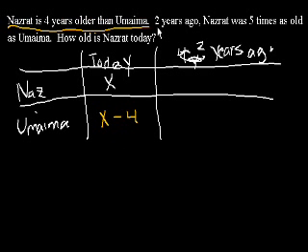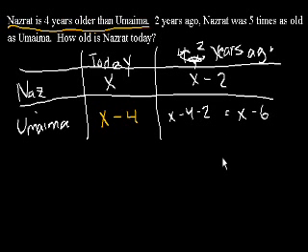Now we go into the past. Let's look at this. So 2 years ago. If Naz is X today, how old was she 2 years ago? Well, she was X minus 2. That makes sense. If I'm 10 years old today, 2 years ago I'd be 2 years less, so I'd be 8 years old. So she's X today, 2 years ago she was X minus 2. And if Umama is X minus 4 today, then 2 years ago she'll be 2 less than that. So she'll be X minus 4 minus 2, and that equals X minus 6, which makes sense. And notice that she is still 4 years younger than Naz, or Nusrath.